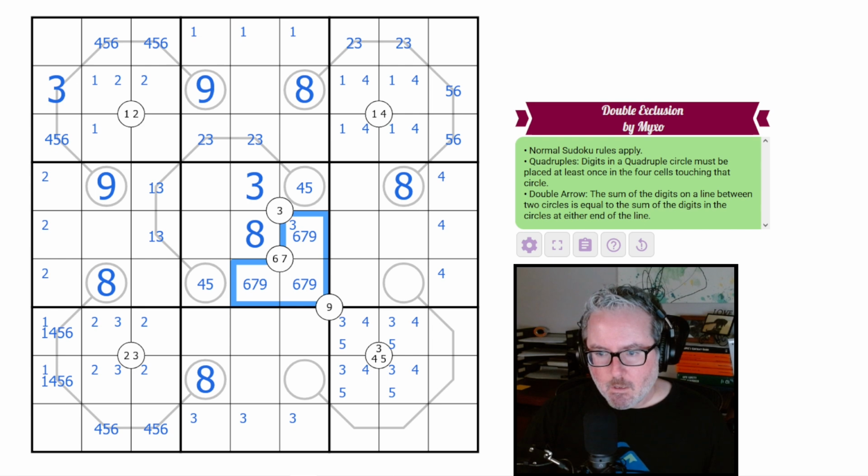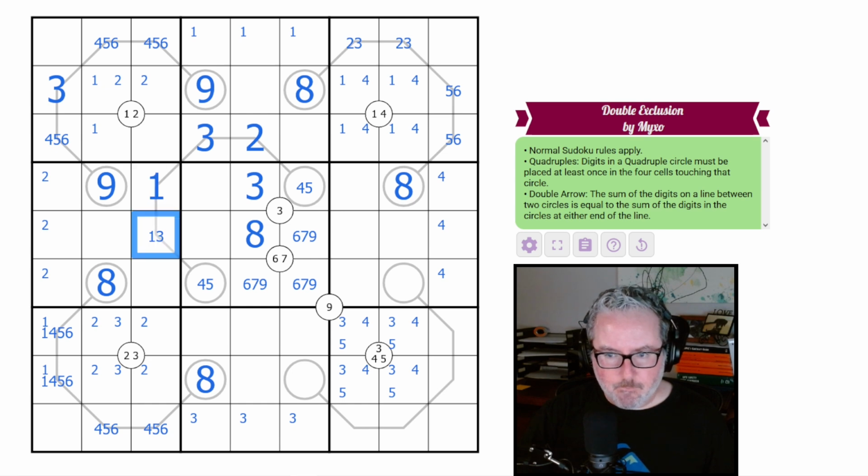Okay, good. Cool. Therefore, this is 2 and 3. This is 1 and 3. And what are these 2 digits? 1 and 1 here, and 2. Cool. This can't be 1. Neither one of these can be 3, now by Sudoku.